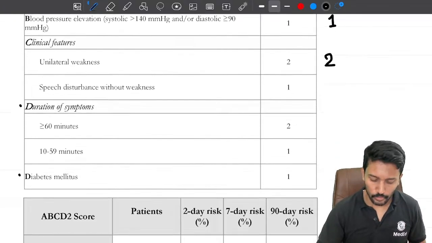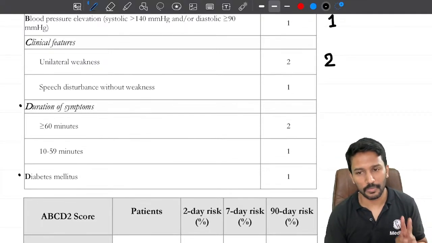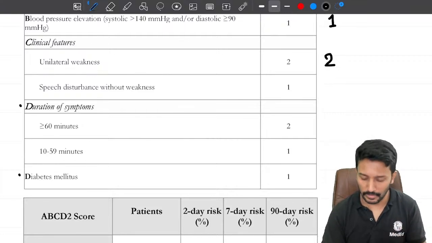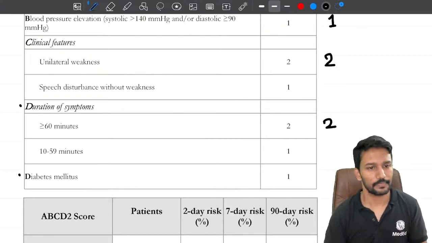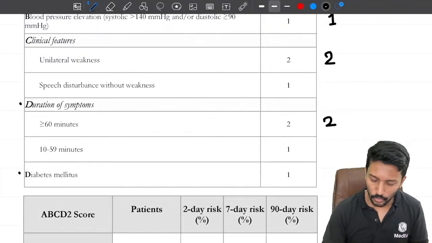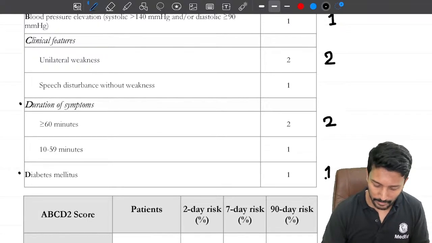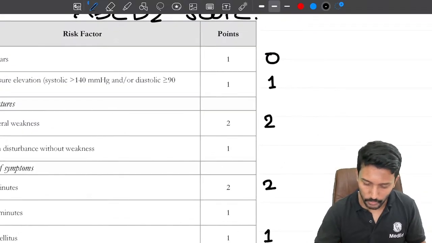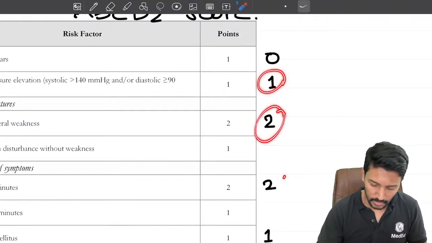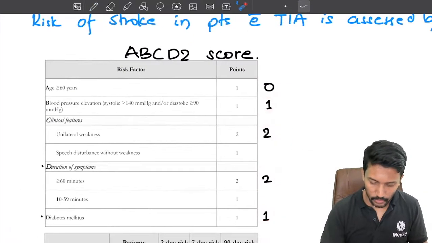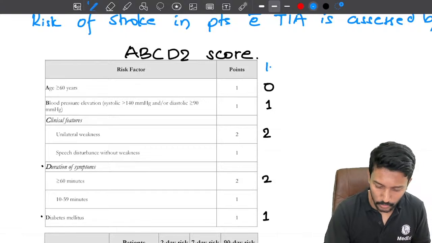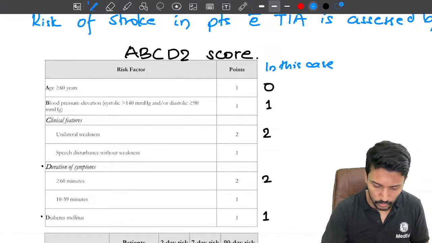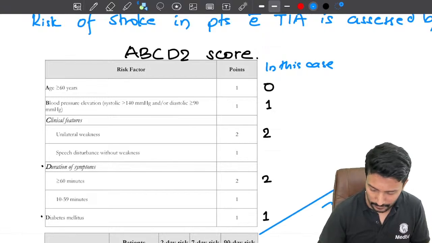Okay. In terms of duration of symptoms, his symptoms lasted for 2 hours. Anything more than 60 minutes, I should give him 2 points. Okay. And he is a known case of diabetes, so I will give 1 point. So what is the total score of this individual? 1 plus 2, 3, 5, 6, right? So in this case, the ABCD2 score is 6.